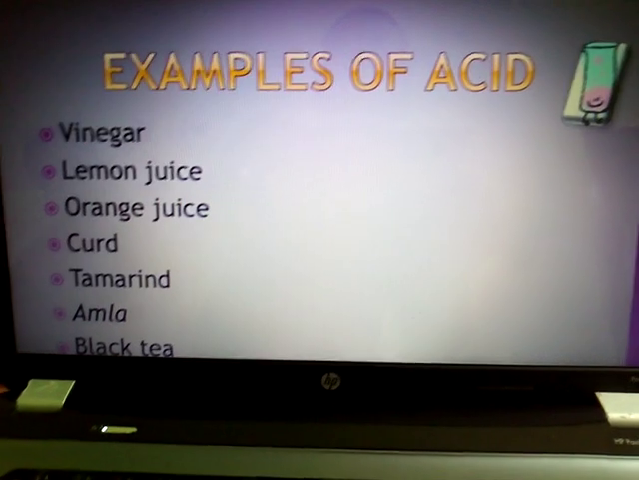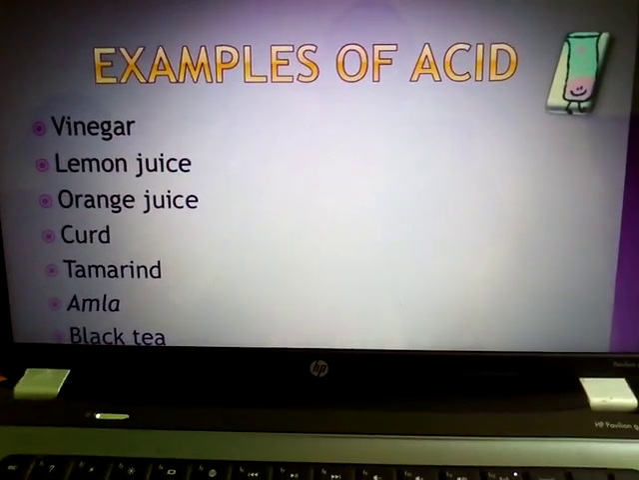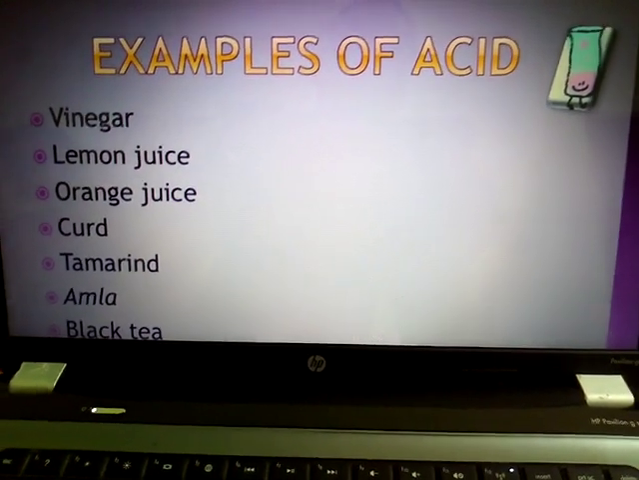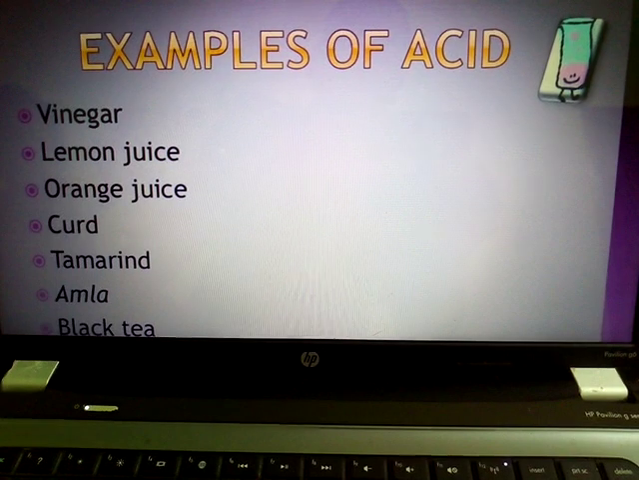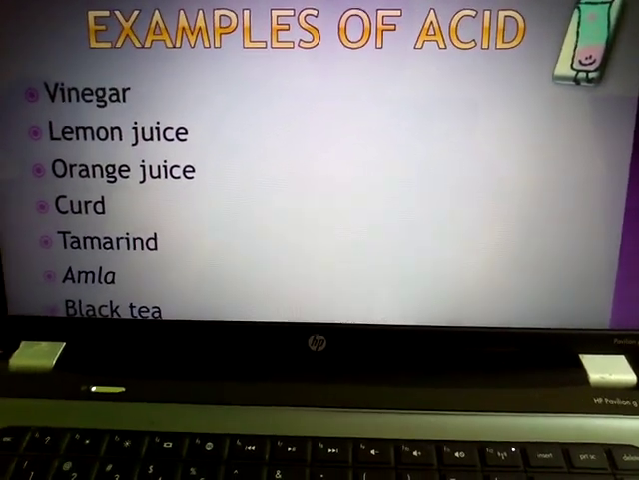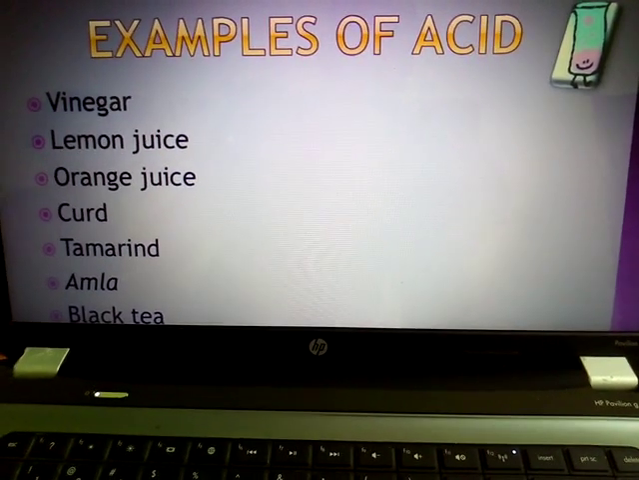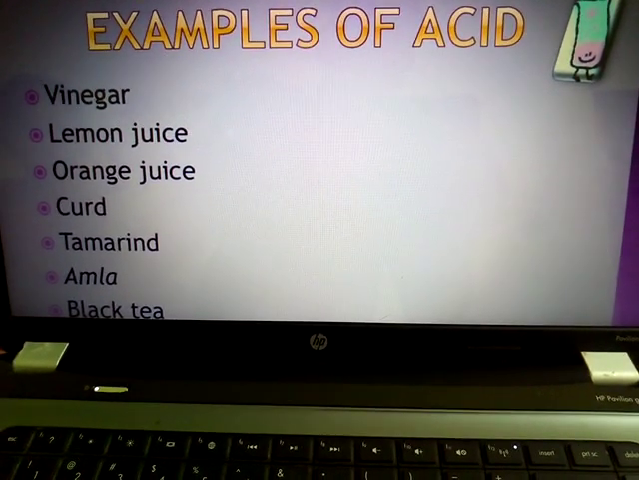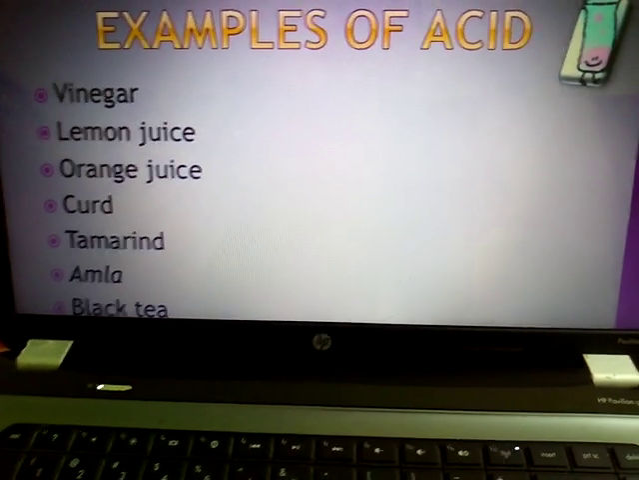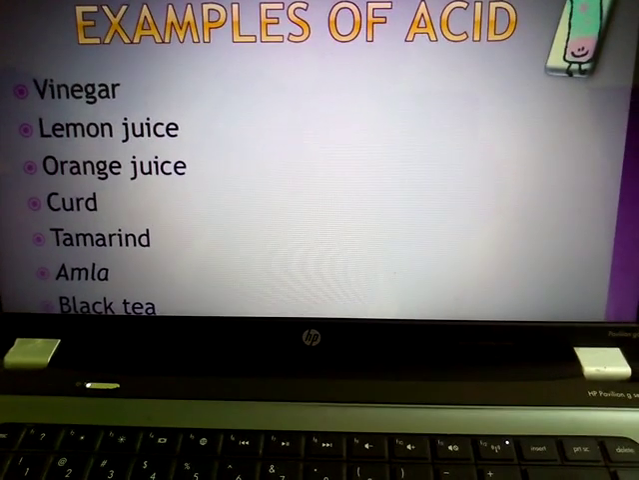In the next slide we see examples of acids. In our house we use vinegar, which you call sirka, and this vinegar is used as a preservative when we prepare pickles in our house. This vinegar is also known as acetic acid. The second example is lemon juice, which contains citric acid. Orange juice also contains citric acid. Curd, which we use in our house, contains lactic acid.